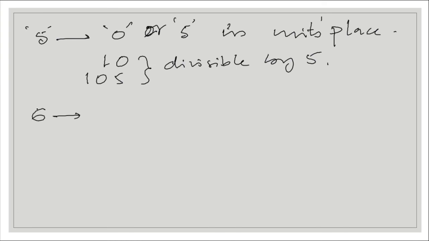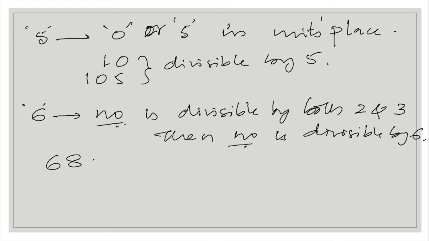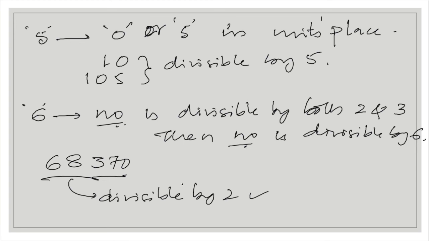What is the test for divisibility by 6? If a number is divisible by both 2 and 3, then the number is divisible by 6. Say for example, if I consider 68370, a large number, the first thing we have to see is whether it is divisible by 2. Yes, it is divisible by 2. The reason is it's an even number.